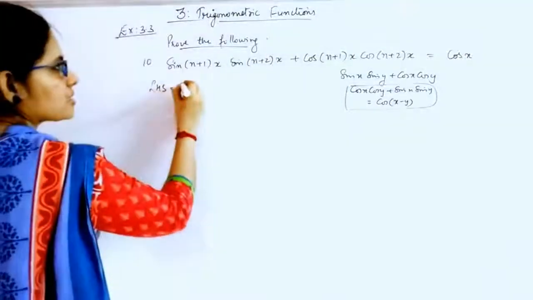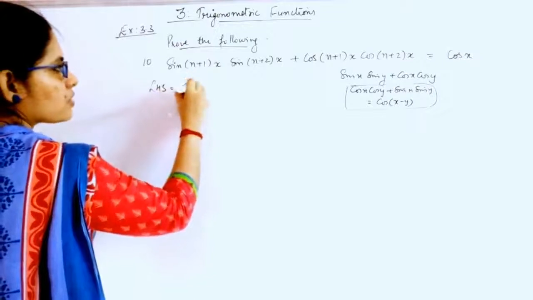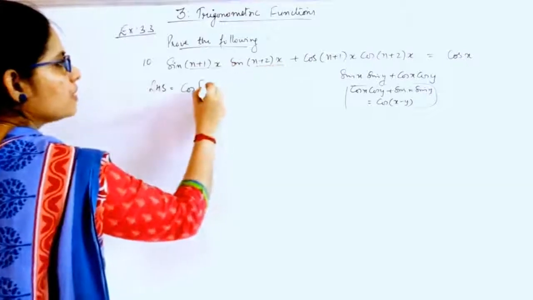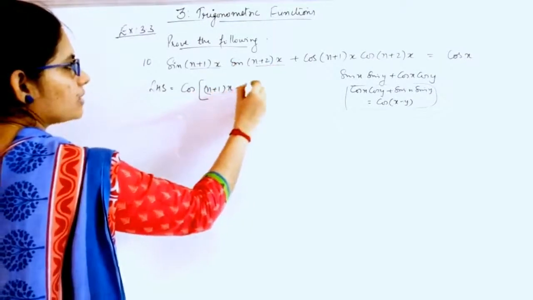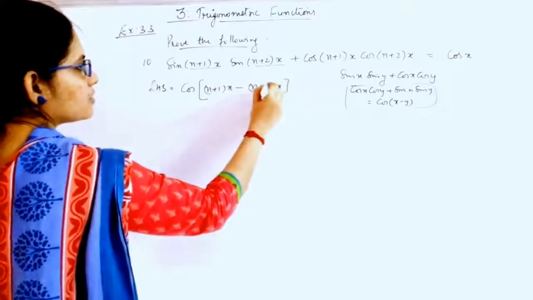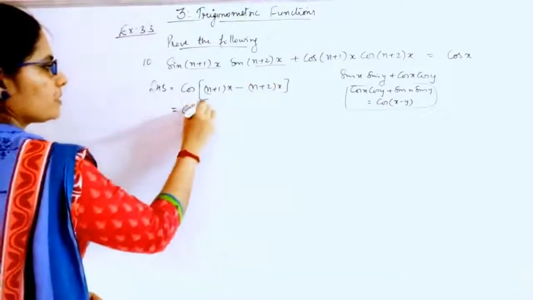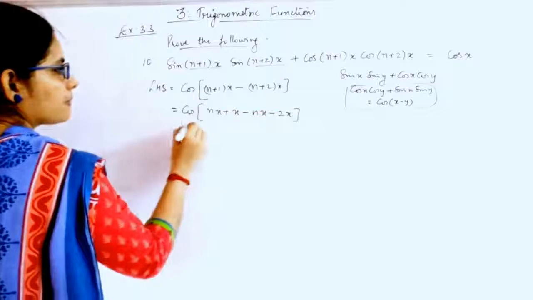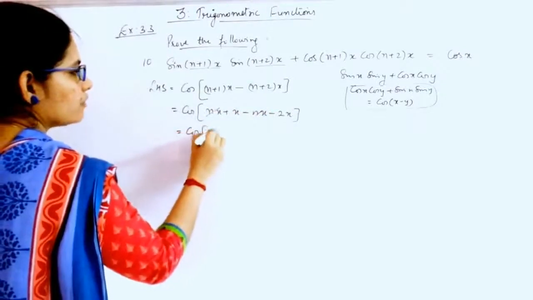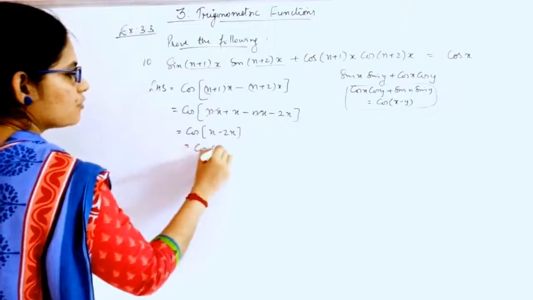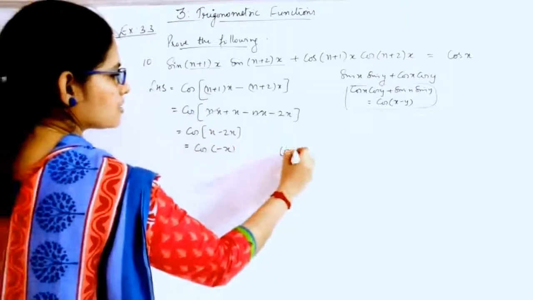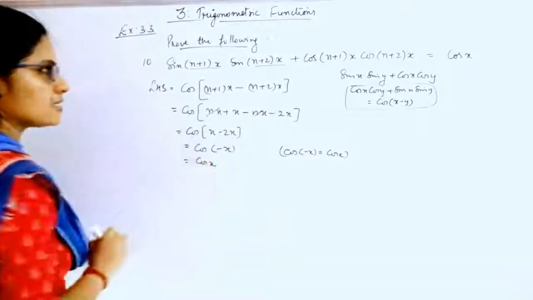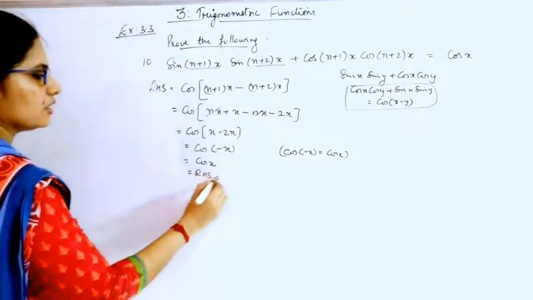So that's what we are applying here. We will write this LHS as cos of, instead of x what you have, this term, and instead of y you have this term. So it will become cos of n plus 1 into x minus n plus 2 into x, which is your cos of x minus y. Okay. Now just expand, it will be nx plus x minus nx minus 2x. So nx will go and you will get cos of x minus 2x. This will give you cos of minus x. And what is the cos of minus x? Cos of minus x is cos x. So you can use that and say that it is cos x, which is your RHS. Okay.